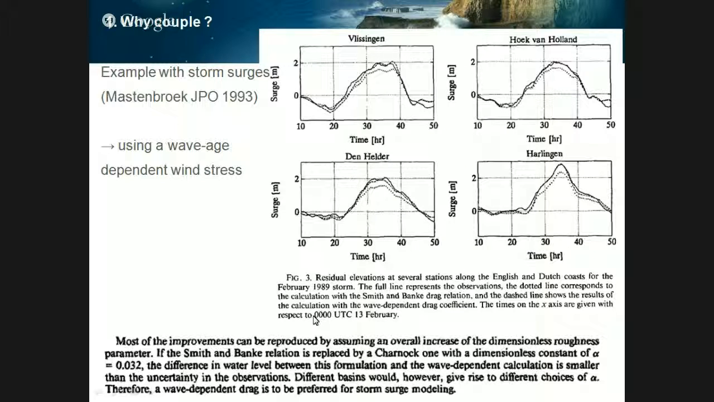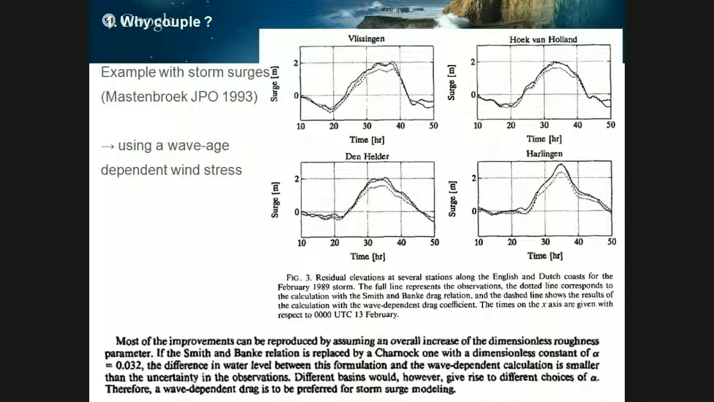Interestingly, part of the abstract was saying, well, most of the improvement can be reproduced by assuming an overall increase of the roughness. So if you replace the Smith and Banke by a Charnock coefficient, with a constant Charnock coefficient which is higher than usual. So usually the constant over the oceans, quote unquote, is 0.018, and if you put 0.03 in the North Sea, well, yes, it gets a very nice result.